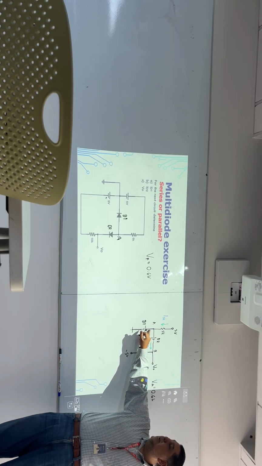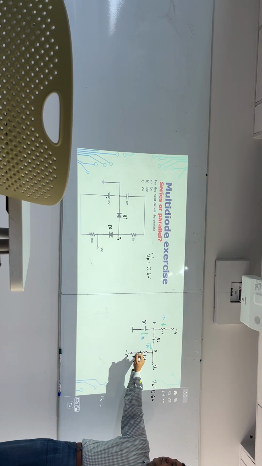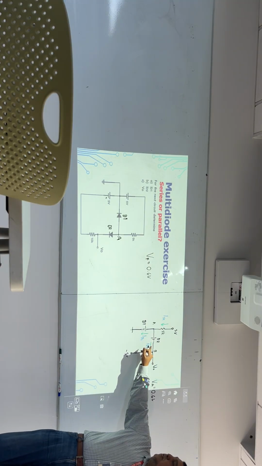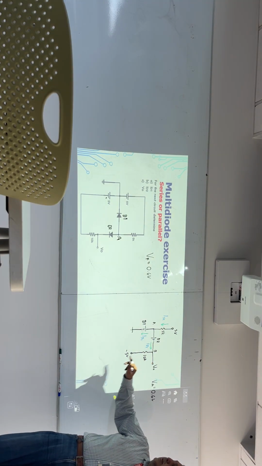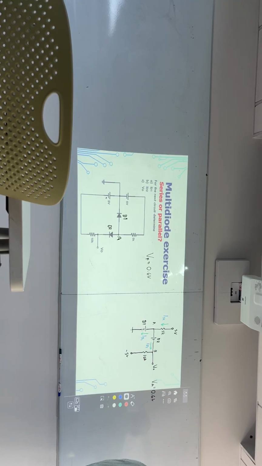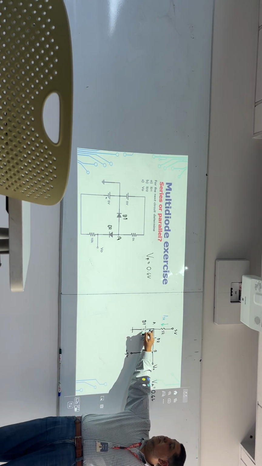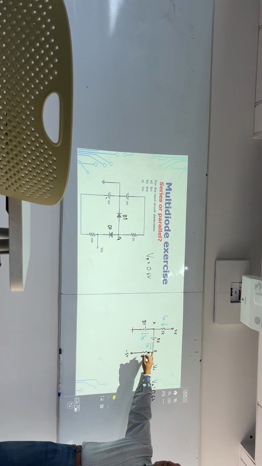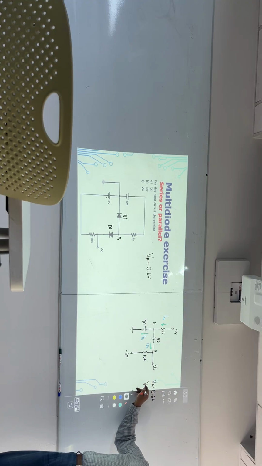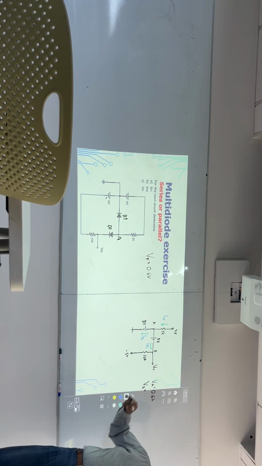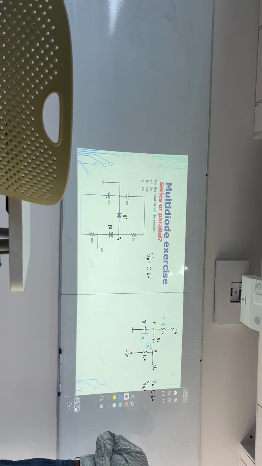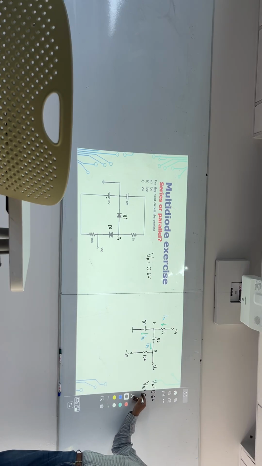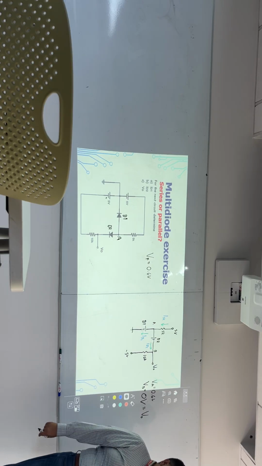Now, if I analyze this second branch, going from point A to point B, do I lose voltage or do I recover voltage? Lose. I lose voltage. How much? 0.6. So since this voltage is 0.6 and then I lose 0.6, what's going to be the voltage at node B? So in other words, V0 is going to be 0.